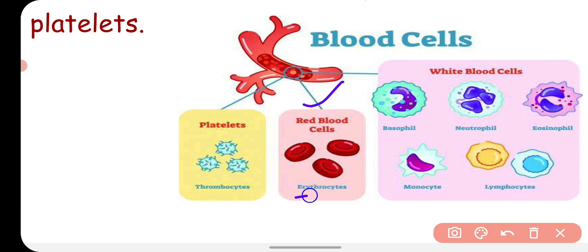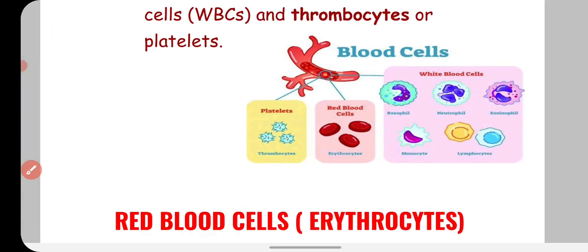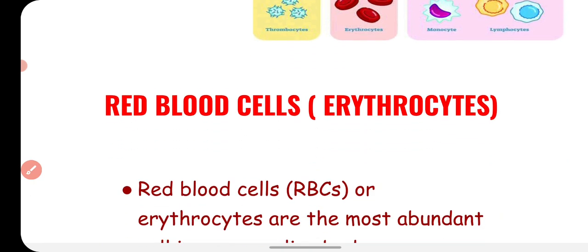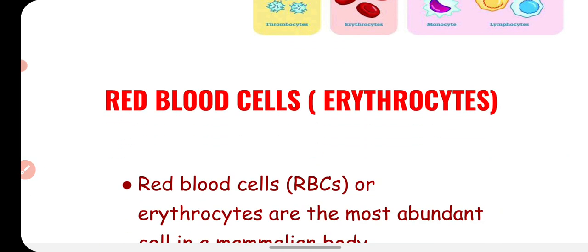Red blood cells, erythrocytes; white blood cells, they are called leukocytes; and platelets, they are called thrombocytes. White blood cells are of various types. There are 5 types that we will see further. Now we'll talk about the blood cells one by one.